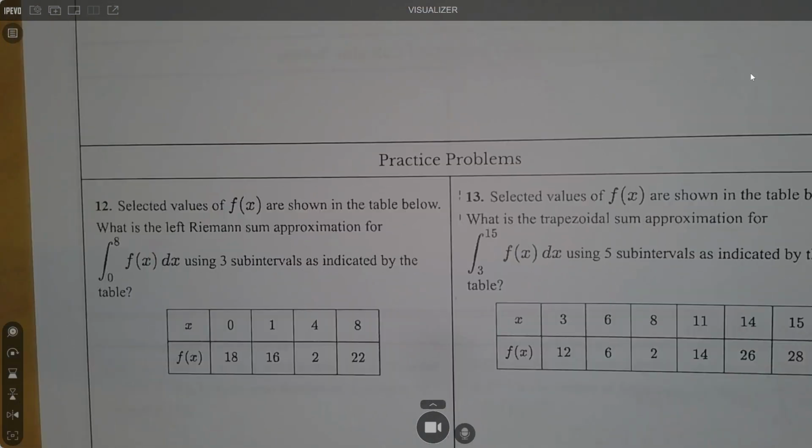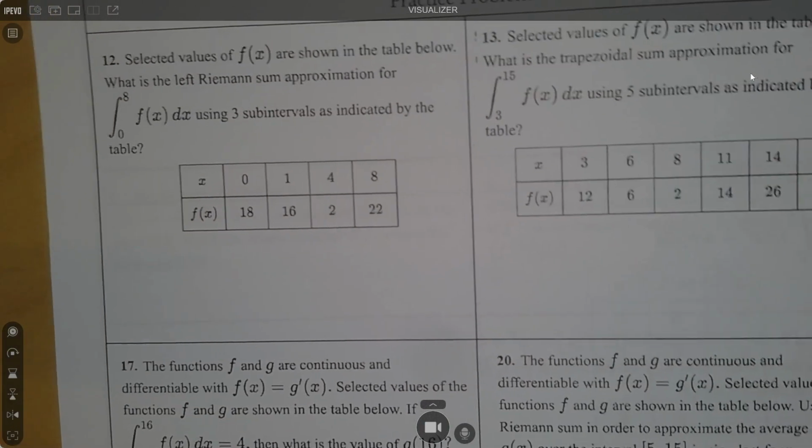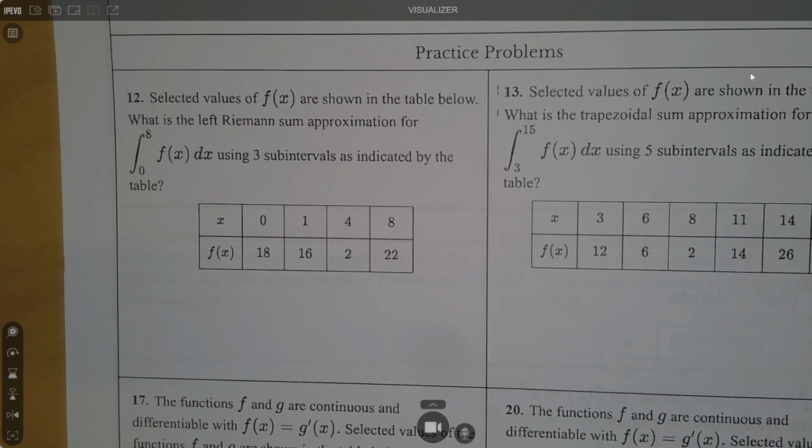All right, now for the practice problems. Again, I'm re-recording this a third time for this section. Never again, but I got it down now. We figured it out.